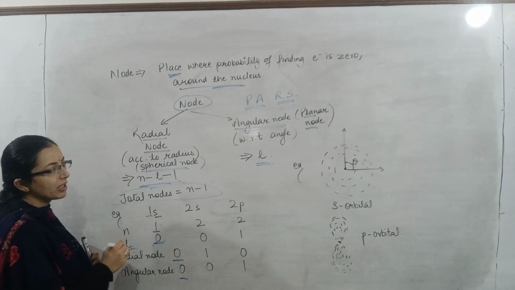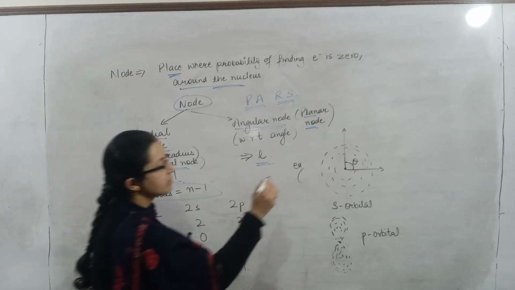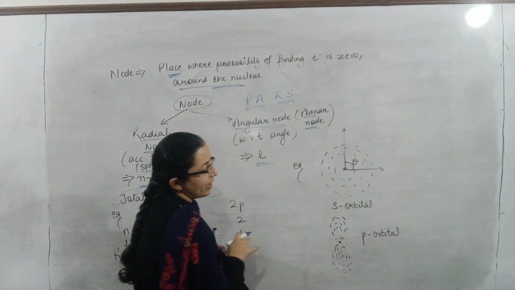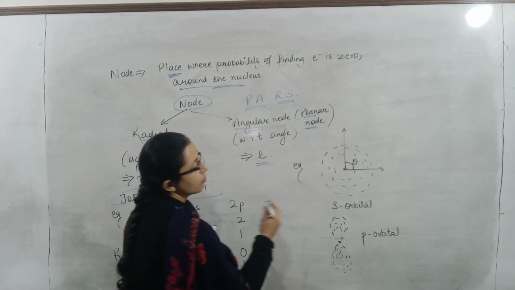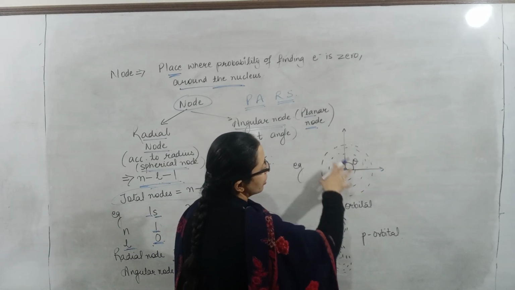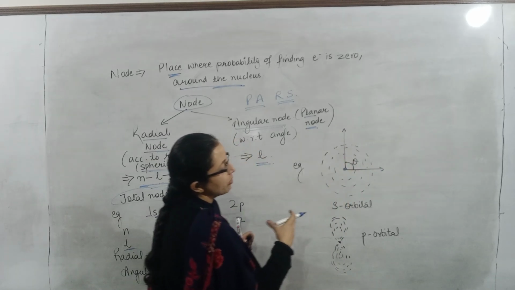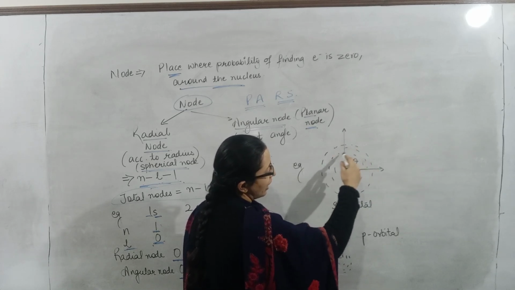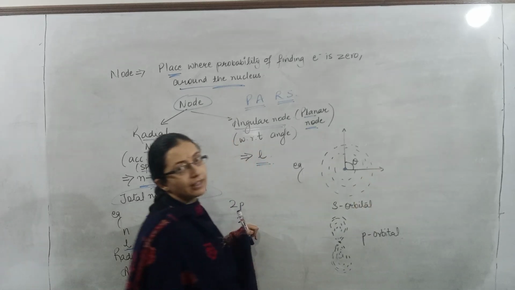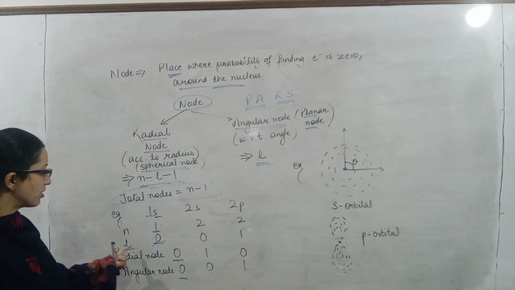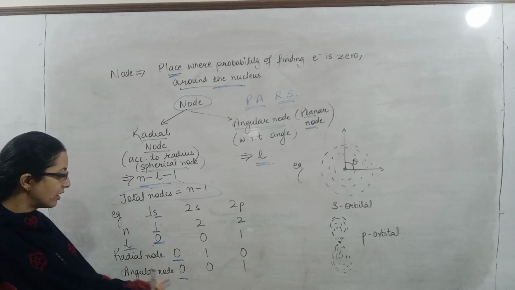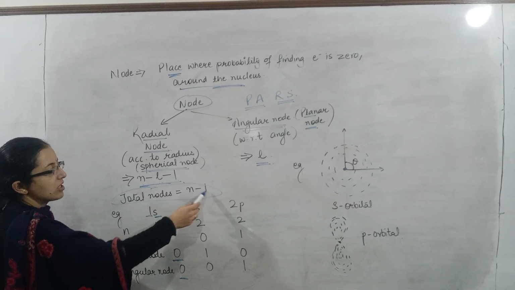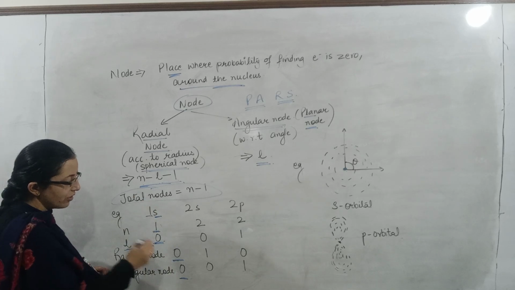So 1s orbital में क्या है? Suppose हमने 1s बनाया तो यहाँ पर कोई भी angular node नहीं है, ना ही कोई spherical node है. ठीक है, in 1s orbital there is no such region where the probability of finding electron is 0, neither along the radius, neither along any angle. ठीक है, so 1s orbital में कोई भी node नहीं है, ना radial ना angular. So total node is n minus 1. 1 minus 1 मतलब 0. The total nodes are 0.